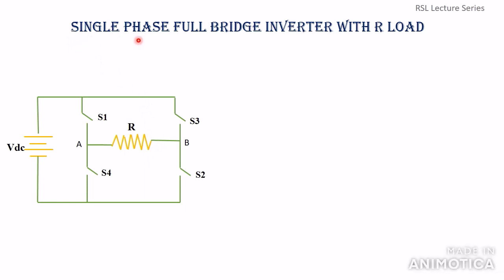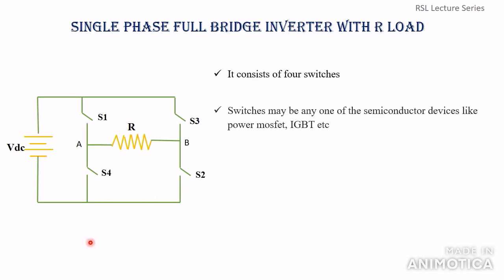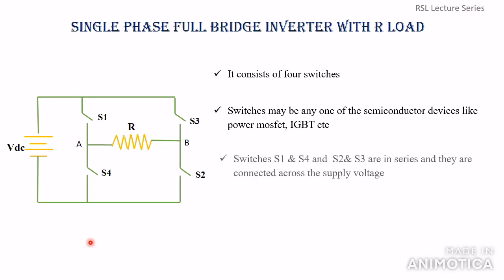In this lecture, we'll discuss the single phase full bridge inverter with R load. So this is the circuit diagram. It consists of 4 switches S1, S2, S3 and S4. These switches are any one of the semiconductor devices like power MOSFET, IGBT, etc. In general, an inverter is a device which is used for converting a DC voltage into AC voltage. So here we are considering a resistive load.